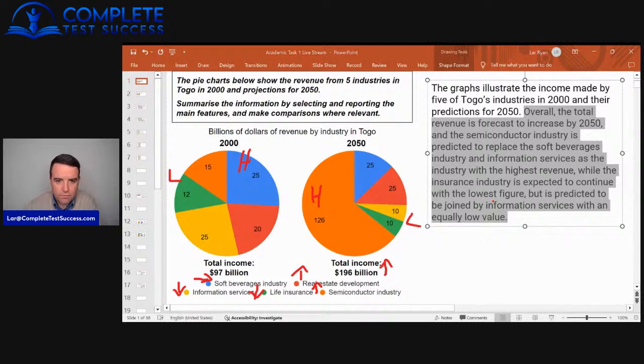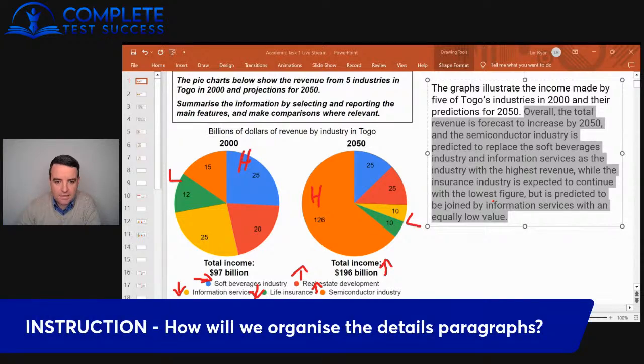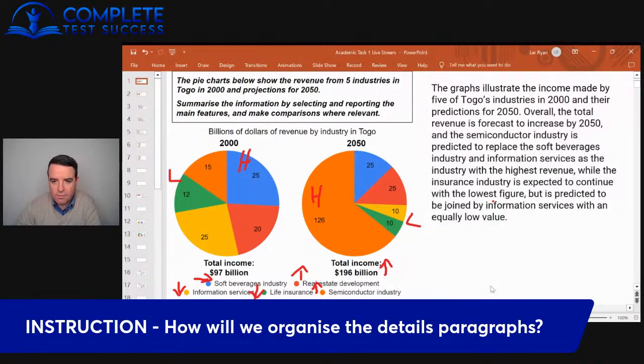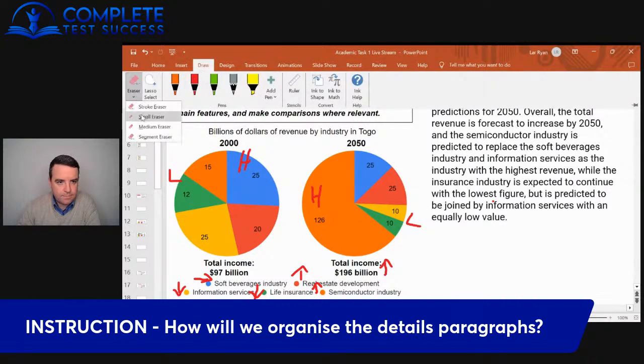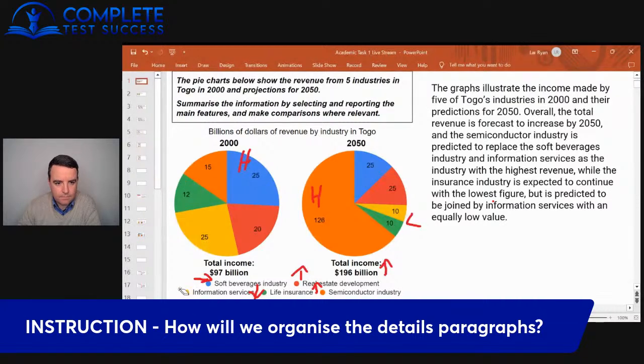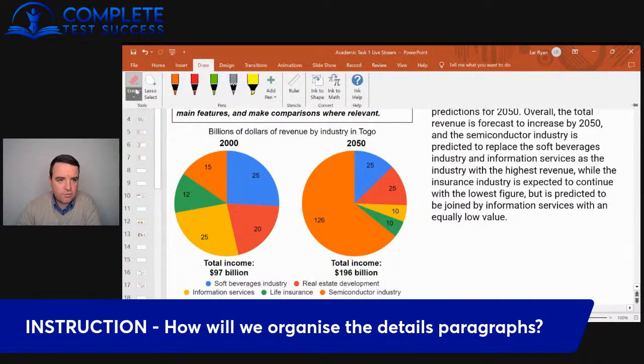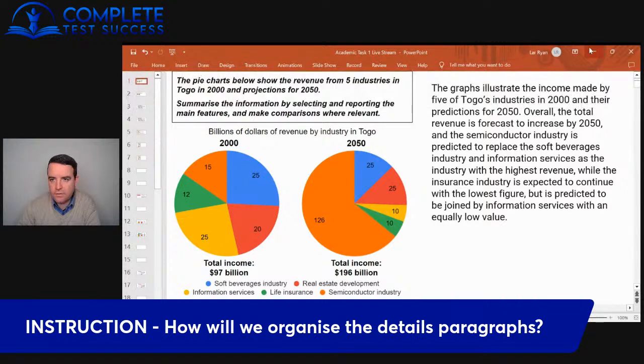Okay, so with that, we move on to the next part of our essay, which is to write the body paragraphs. But before we do that, we need to decide how we are going to organize the paragraphs. So what information are we going to include in each of the paragraphs? Just let me know in the comments what information should we include in body paragraph 1 and what information should we include in body paragraph 2.